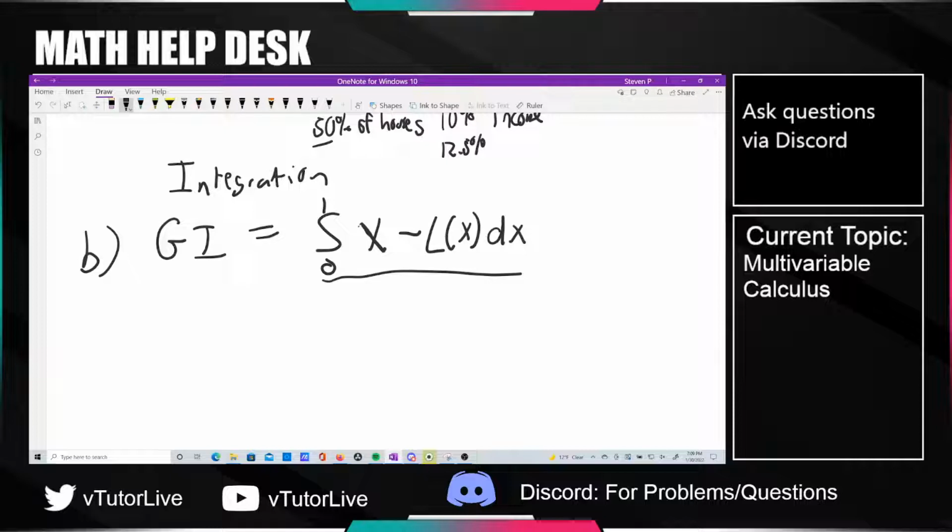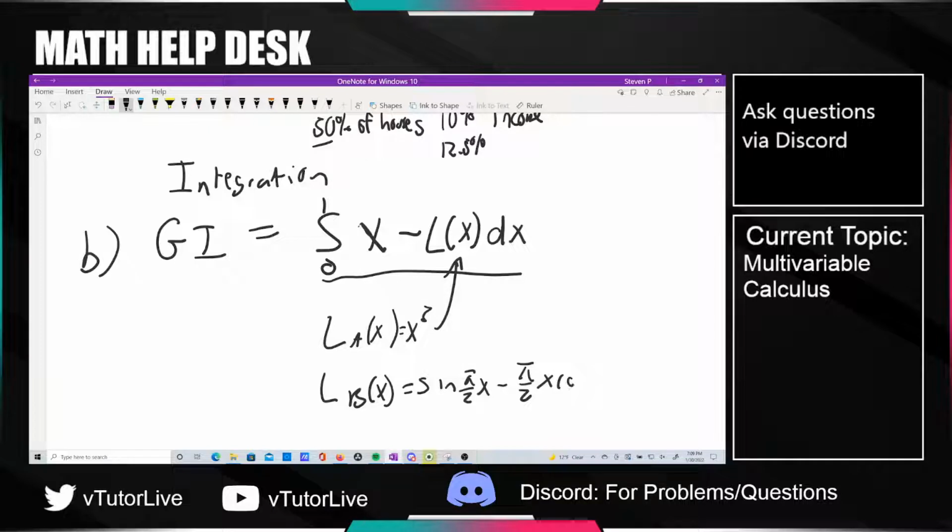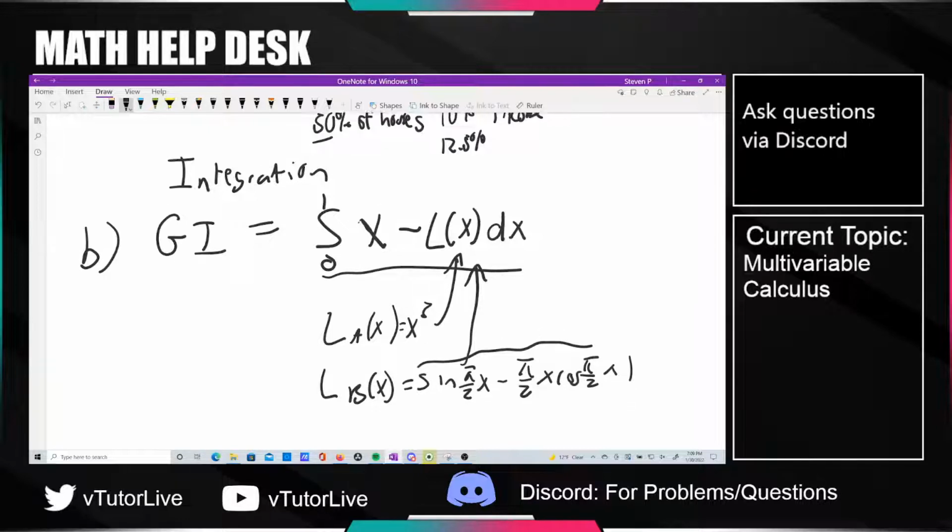It asks you to compute the Gini indexes of the countries A and B, which just means that for country A, L_A of x is equal to x cubed. You just go ahead and plug that in there and integrate that difference. And for country B, it's kind of weird. It's sine of pi over 2 x minus pi over 2 x cosine of pi over 2 x? Well, same idea. Just plug this entire thing into L of x and integrate it.